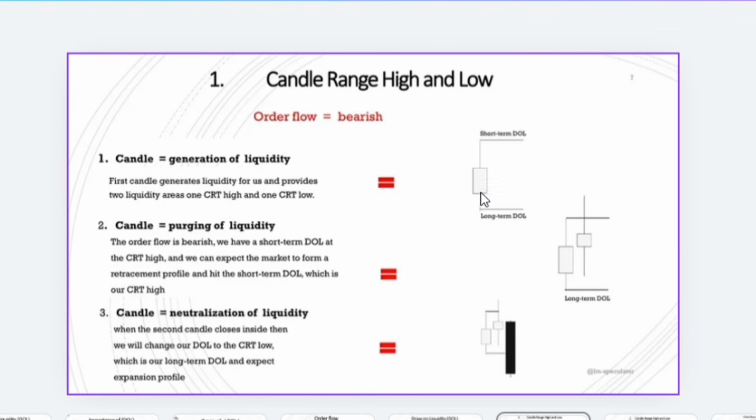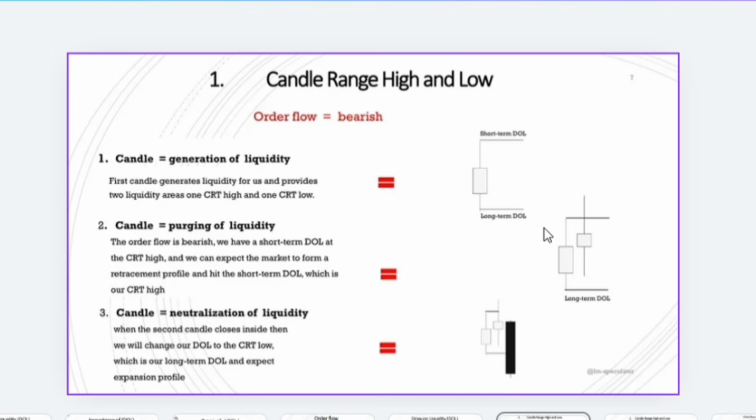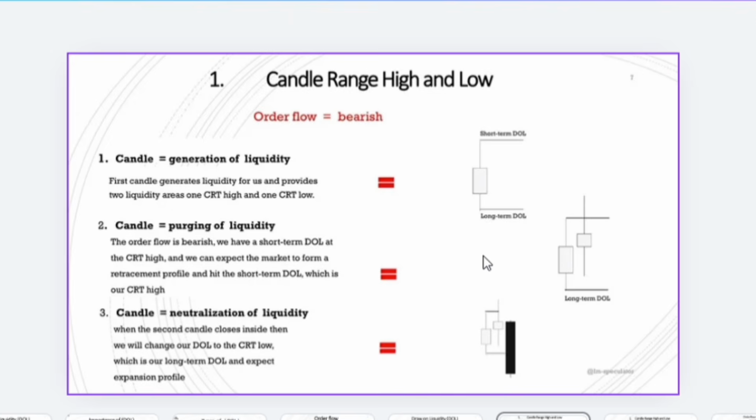First candle does the range, second candle does the purging of the liquidity, and the third candle does the expansion. Just like accumulation, manipulation, and distribution. This is the accumulation, this is the manipulation, and this is the distribution. Now, let's combine that particular order flow movement in a CRT form. You understand? First of all, we are seeing under candle range high and low. So we have the short term. Okay, now this is the particular movement. Now this is a bullish order flow. This is a bullish order flow, guys.